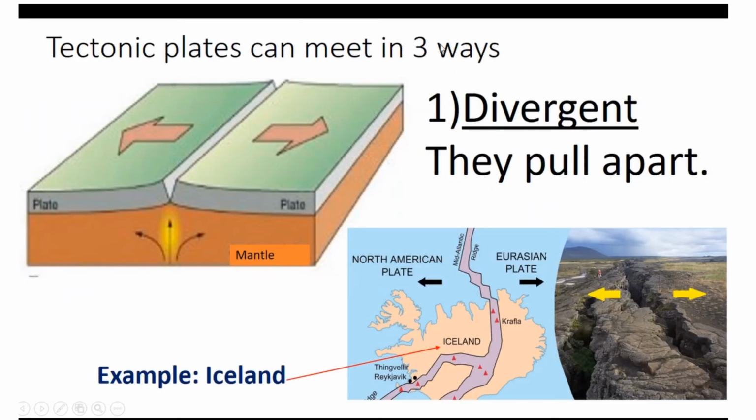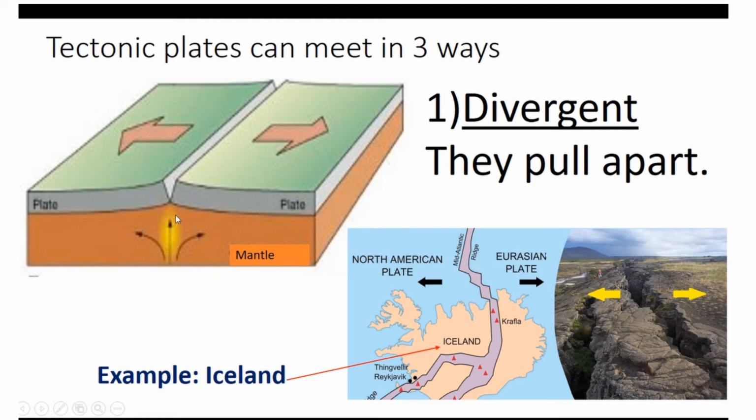So there are three ways, and I want you to learn this today, so this is something that you're going to be doing some work on in a minute. There are three ways in which the tectonic plates can meet. Okay, so the first example is when they pull apart. So here is the mantle. Here's the North American plate we talked about and the Eurasian plate, and they're pulling apart. And it's still happening, it's happening all the time.